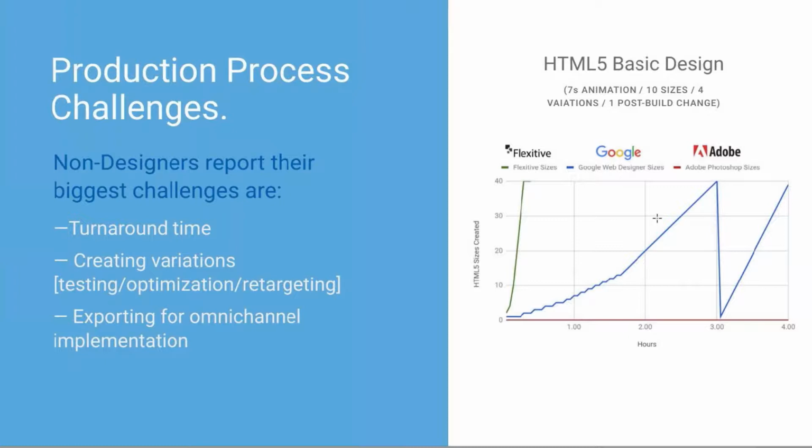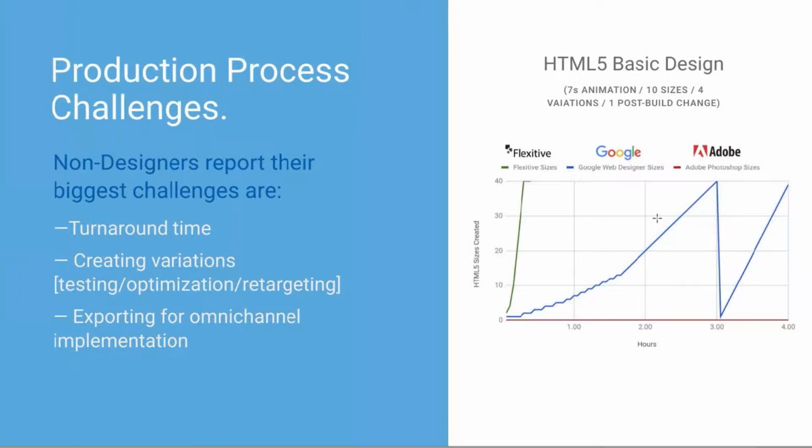The next one is going to be creating variation, and that would be for testing, optimization, retargeting. There's a lot of different kinds of variations you can do with your design. It's pretty endless. And then the third would be exporting for omni-channel implementation. So in an all digital world, the demand is usually for a campaign to be shown across a variety of channels and to be viewed on many different devices in many different sizes.